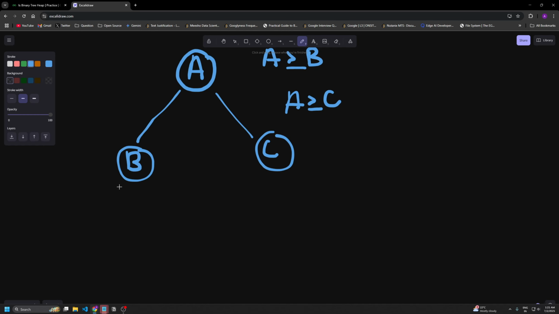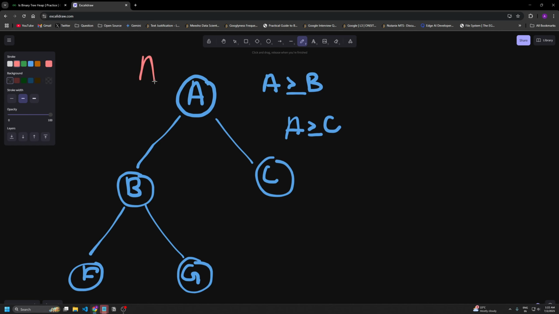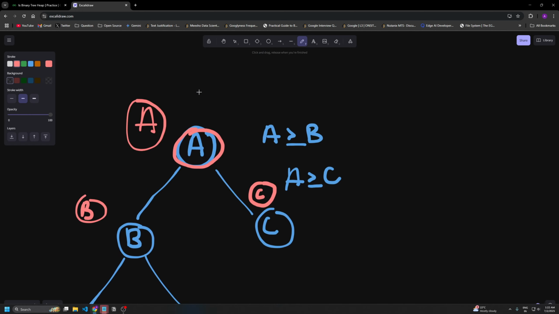But how do we satisfy the next thing? Let's say that B also has children, and the children are F and G, so there are two children. But now we have only claimed that A satisfies the property. We have not claimed that B is also satisfying, and we have not claimed that C is satisfying, because we are at the root. Any traversal we begin, we start from the root and just check the left and right. That's why this problem becomes very intuitive to solve.